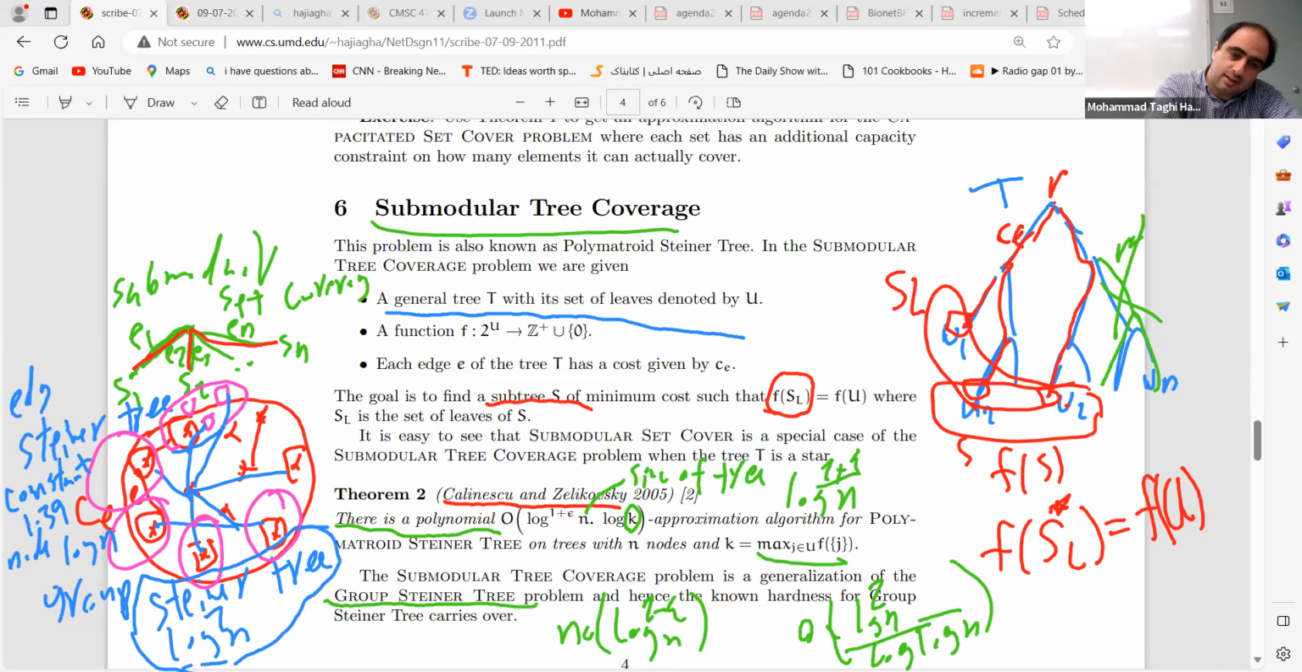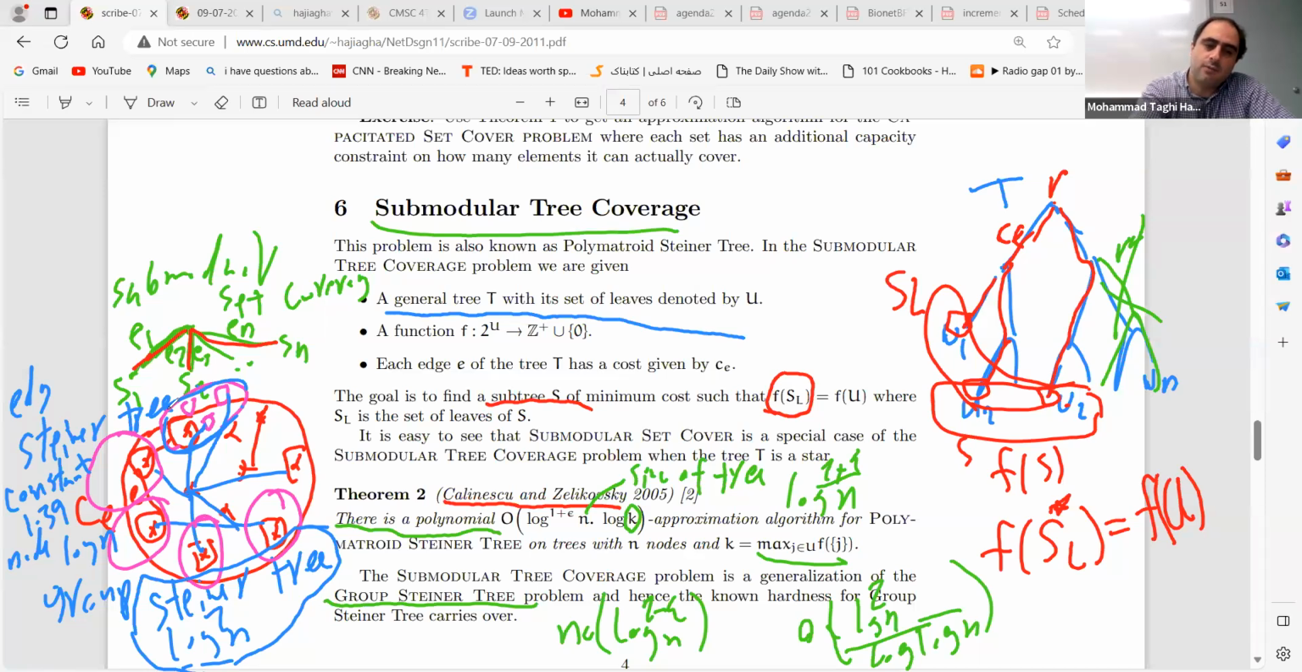Actually, this is not quite precise. There is a log n approximation on trees. So for the group Steiner tree, there is a log n to the 2 approximation on trees. Essentially, this is the idea that as we discussed, with submodular set cover we get a log n approximation. The fact that from each of these subsets, you need to choose only one of them is the one that gives you an extra log n factor, and this is log n to the 2.